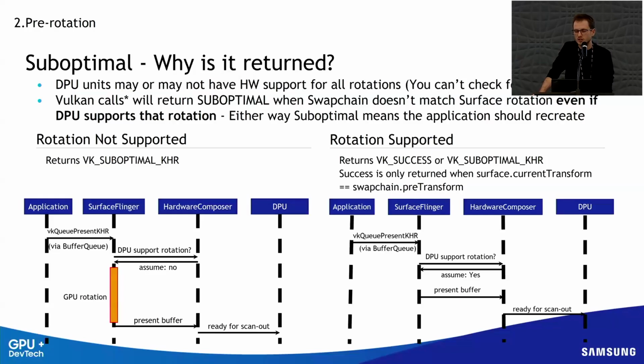There is literally just a single Android CTS test that is blocking us from that, but there is a very good reason for it. So no matter what, if you actually get suboptimal, you should always recreate your swapchain. And Windows people and all other desktop people will care about suboptimal as well, because that is what is being returned whenever you resize your window.